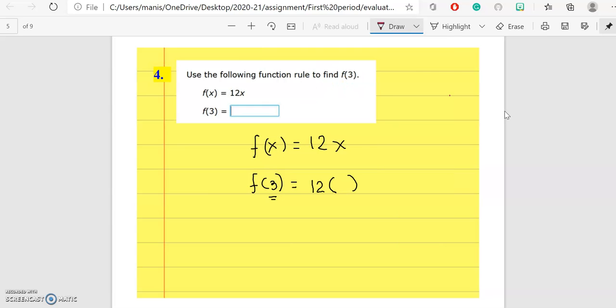So the value of x is what? Value of x is 3. So I'll write 3 over here. So what is 12 times 3? That's your 36, and this is your answer. So I can write it like this, or f of 3 is equal to 36. That's my answer over here.